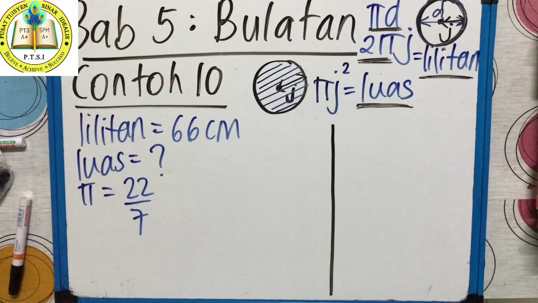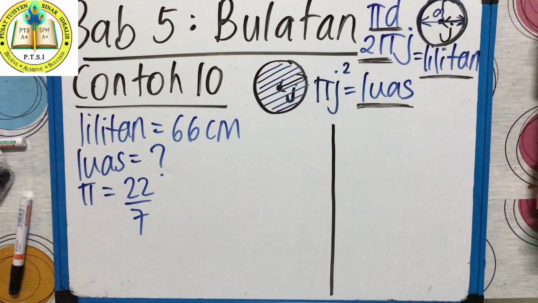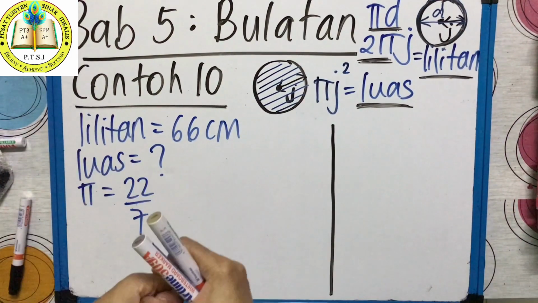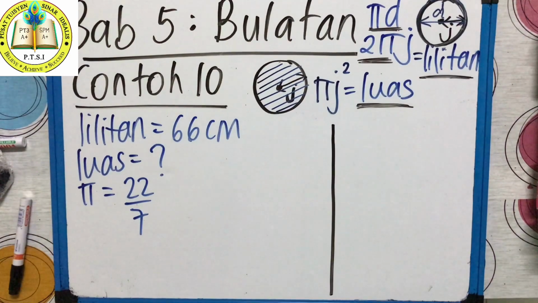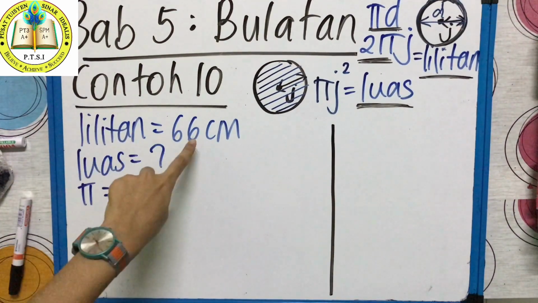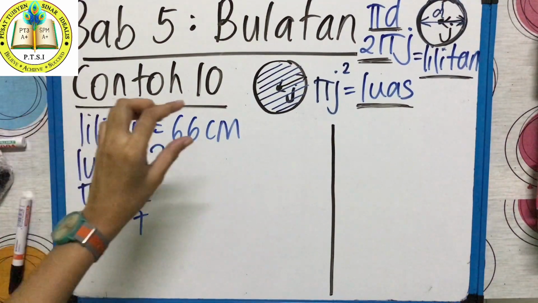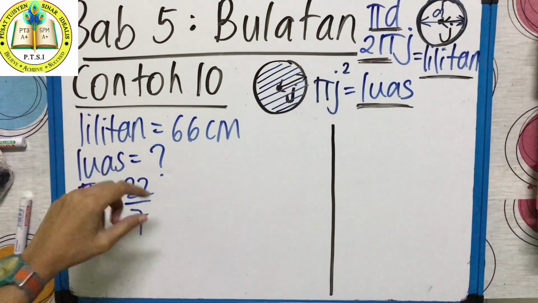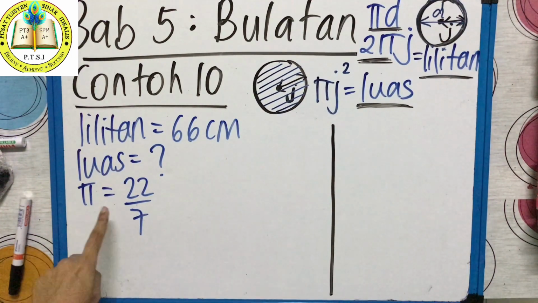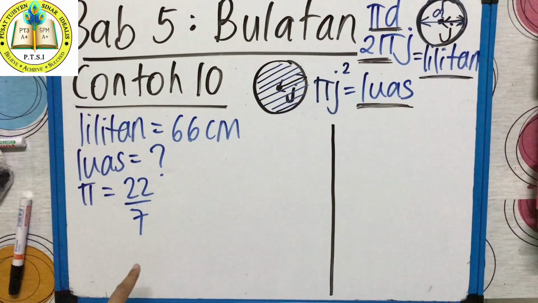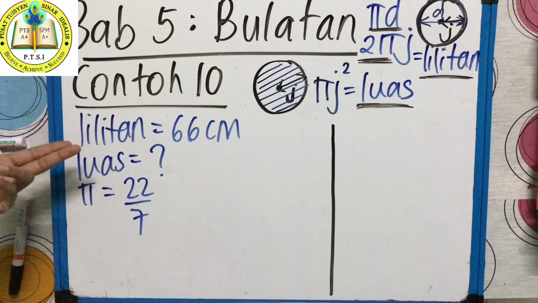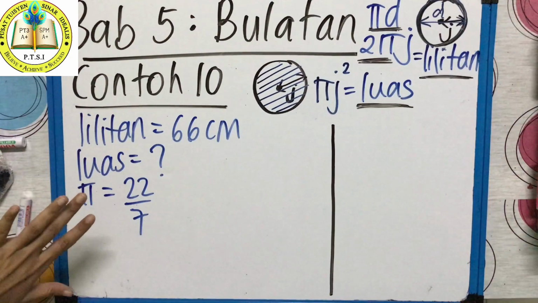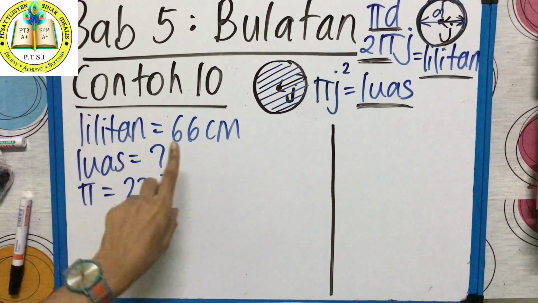Teacher goes to the next example, contoh 10, example 10. Example 10, if you see, class, is a combination, ada gabungan. Diberi lilitan bulatan 66. They gave you the information lilitan 66 and they asked you to find luas. Luas berapa? And the pi value they gave you is 22/7. So if you see here, class, ada lilitan, ada luas. Can you see or not? But they only give you lilitan.